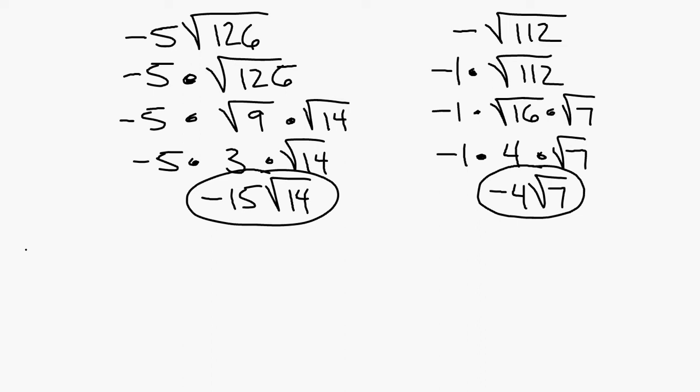Alright, so if there's a number outside the radical, you're just doing the same thing that you did yesterday, except when you simplify, you have to take that number that's outside the radical and multiply it by whatever else is outside the radical. Make sense? Okay.